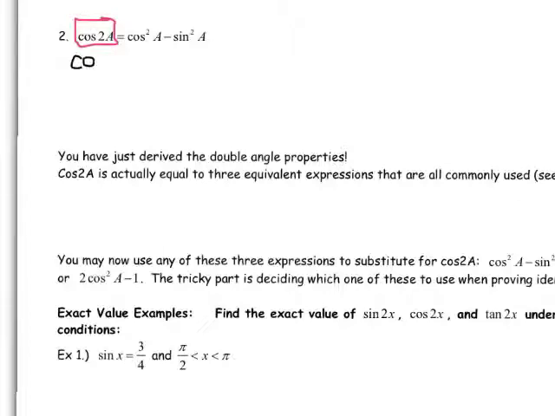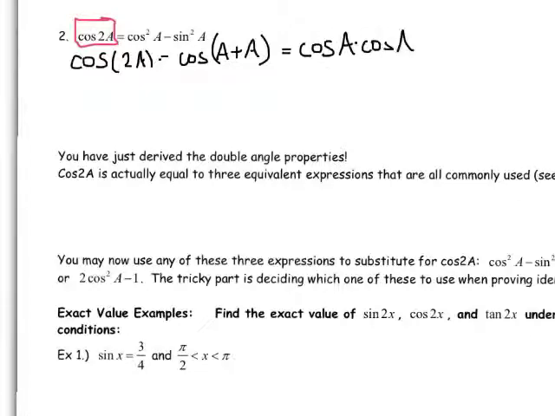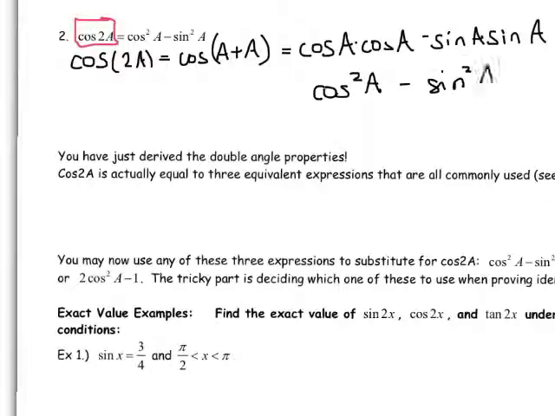So cosine of 2a is the same thing as cosine of (a plus a), which matches up on your formula chart as cosine a cosine a minus sine a sine a. If you have a cosine and you multiply times another cosine, now you have cosine squared. Minus sine squared, which is exactly where we were trying to go. So we have just derived the double angle properties.